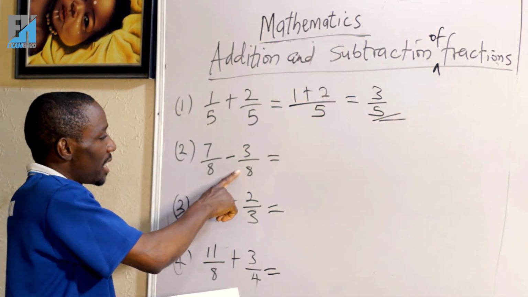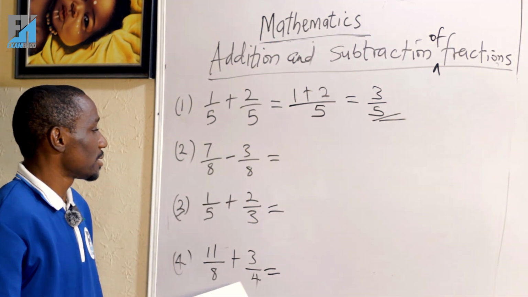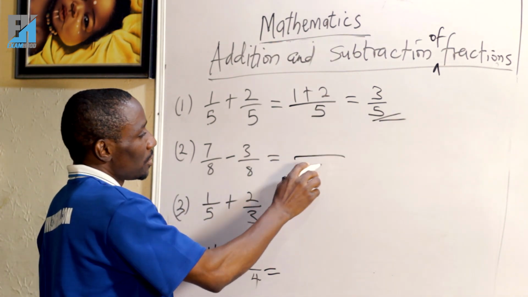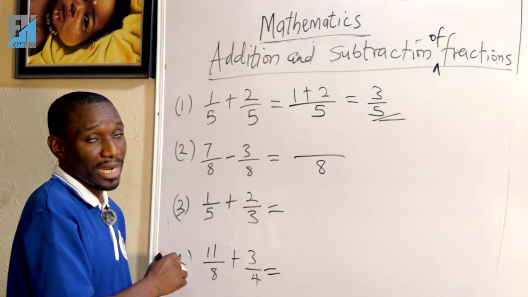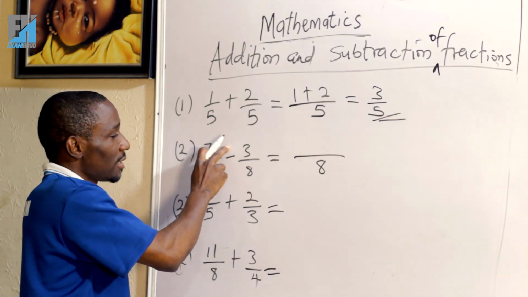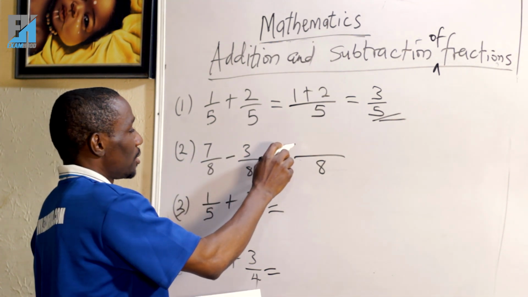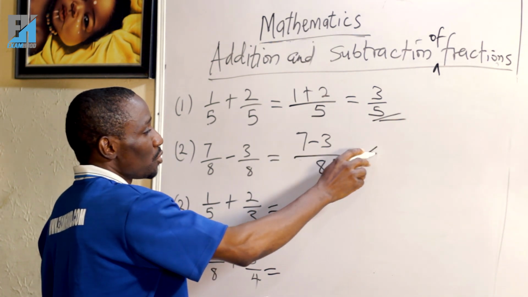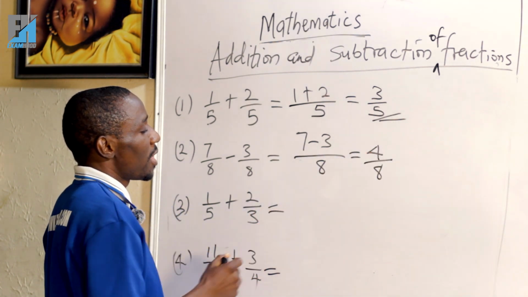The second one is subtraction of fractions: 7 over 8 minus 3 over 8. Like we said earlier, the denominators are the same. You just pick one and you subtract the numerators. 7 minus 3 gives you 4. So 4 over 8.